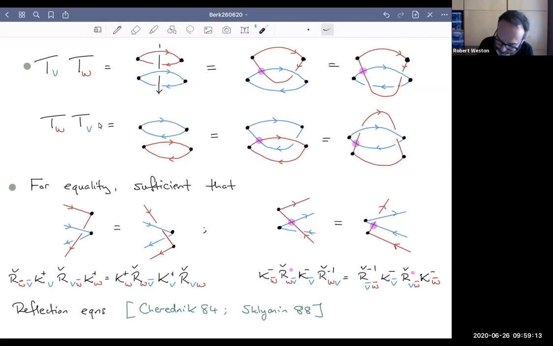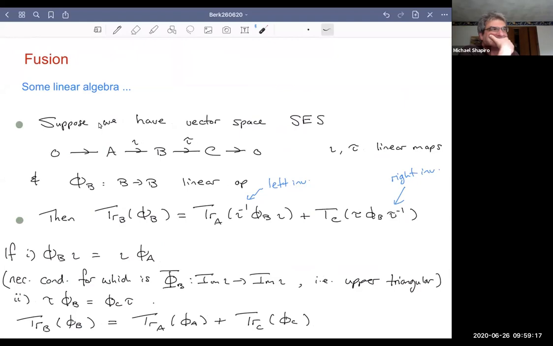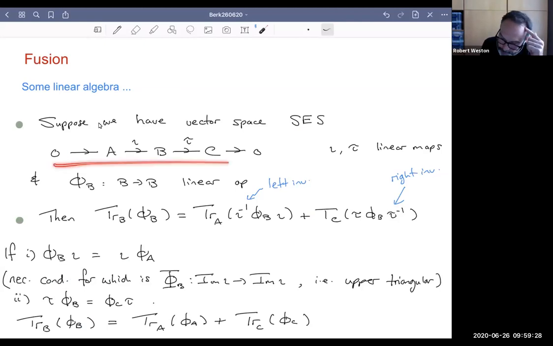All right, so that's what you need. Okay, fusion. So now we forget all this. This is a linear algebra class now. So now we've got a short exact sequence of vector spaces. Let me remind you how this works. Okay, so here's my short exact sequence. I've got an injection and I've got a surjection, and these are just linear maps. And phi B is going to be a linear operator on B.